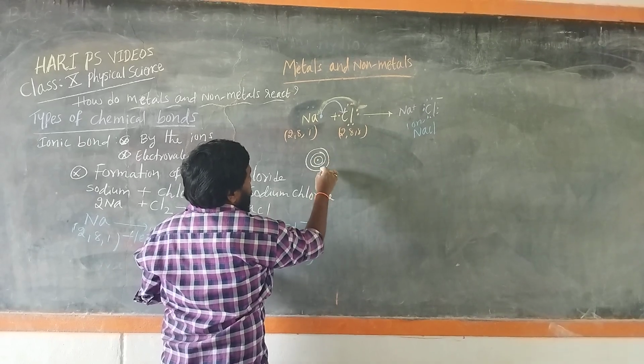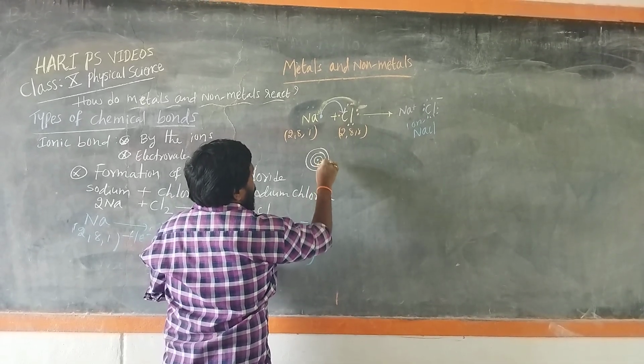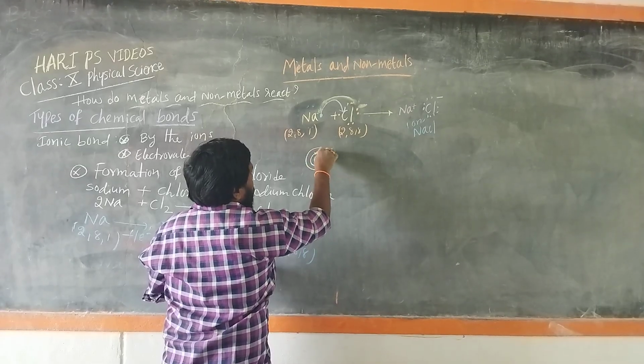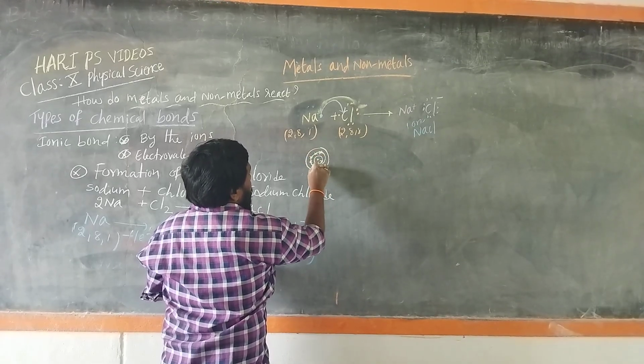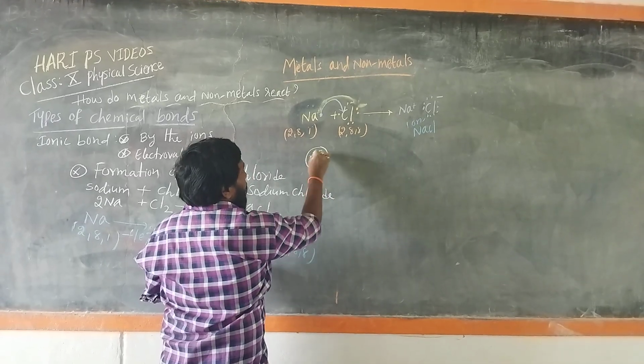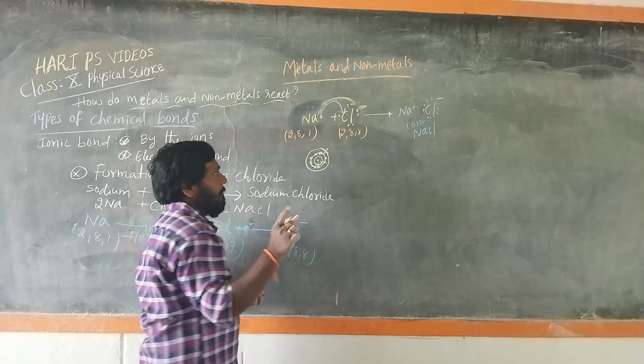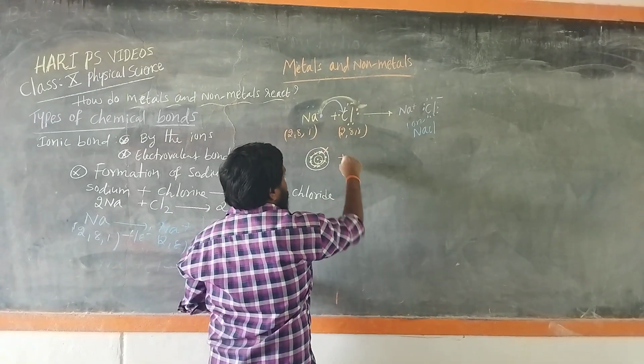So sodium has 2 electrons in the first shell, 8 electrons in the second shell, and the outermost shell has 1 electron.